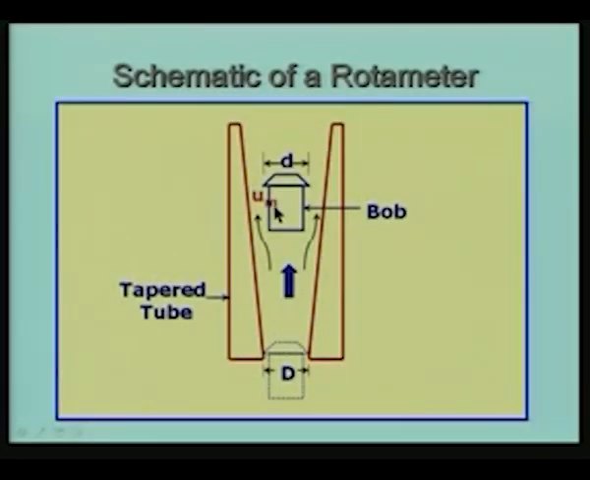So, let us look at the schematic of the rotometer. Essentially it consists of what is called a bob. Bob is this piece of material which I have shown in the form of a cylinder with a small cap onto it.